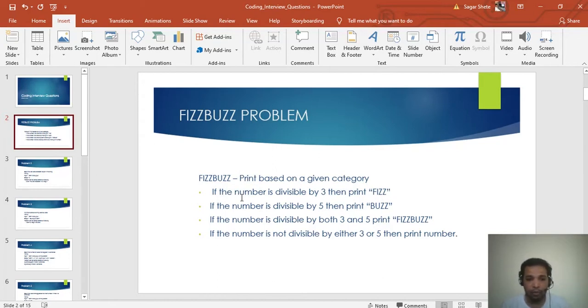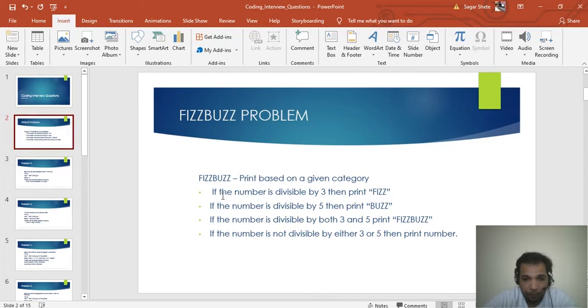So I would be resolving that in three different ways. One would be obviously the very normal solution using the if else statement. Another one would be in an optimized way, where the number of lines would be concise.